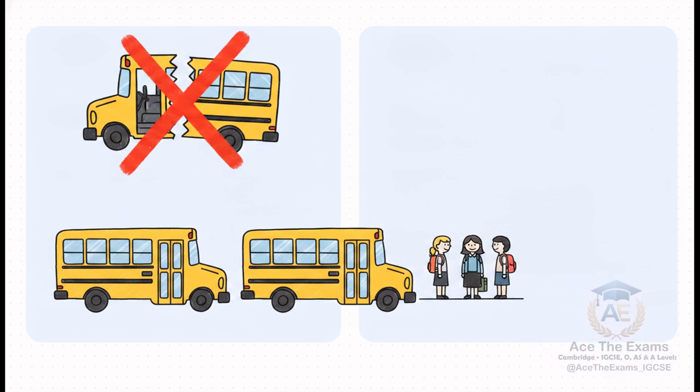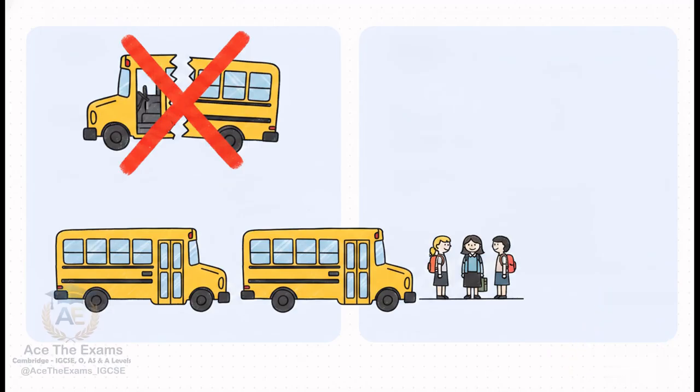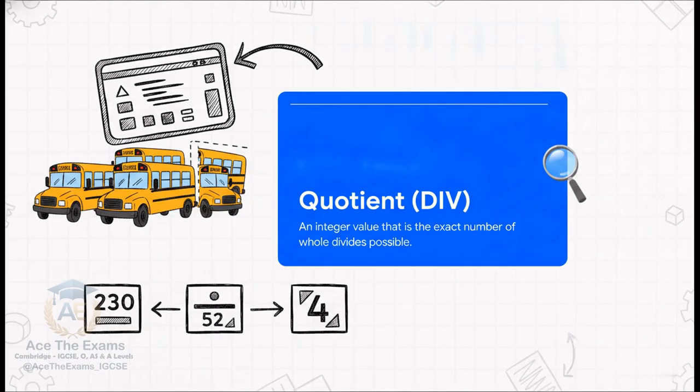You need integer division to tell you exactly how many full buses you need and how many kids are left over. So to do this properly, we use very specific operators. When we're writing pseudocode, we use the term div to represent the quotient. Basically, this just tells us how many times a number fits perfectly and fully into another. Back to our bus example, 230 div 52 gives us exactly 4 full buses, nice and clean.